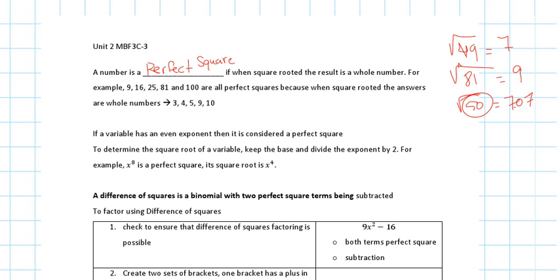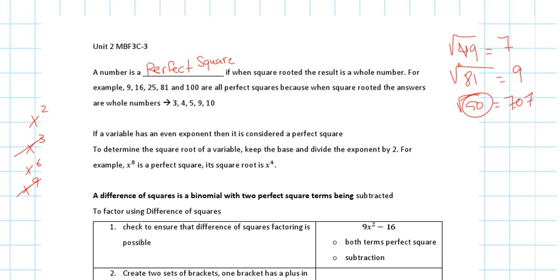How about a variable? How do we know if a variable is a perfect square? So if I have x to the power of 2, is that a perfect square? Yes. So x squared is a perfect square. How about x to the power of 3? How about x to the power of 6? How about x to the power of 9? No. This is not a perfect square.